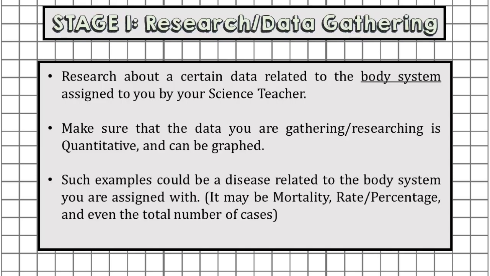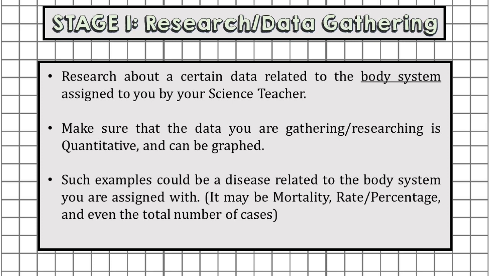That's why it's important that for stage 1, which is our research or data gathering, what you're doing here is based on actual facts. That's why, again, you have to research. And what you're going to research here is certain data that should be quantitative. Now, what do you mean by quantitative data? We have to take note of data that is numerical, or something that we can actually graph in the RCS, or the rectangular coordinate system.